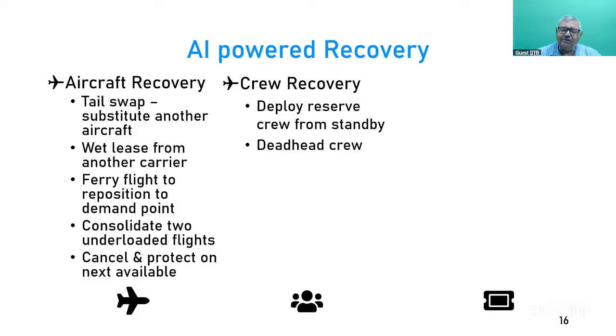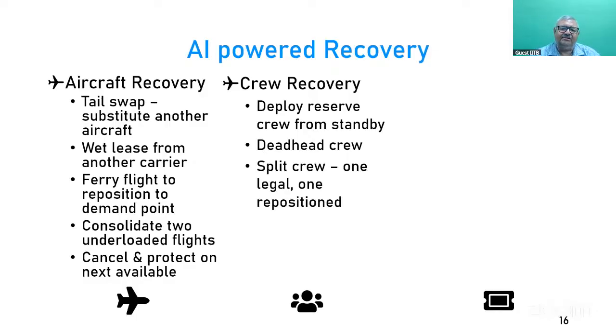Then you can fly crew from A to B to allow the crew to take a flight from B to C. That is called deadheading, and many of you are aware of this. This is a very big cost for the airline because the manpower is transported from A to B just to be able to fly from B to C.